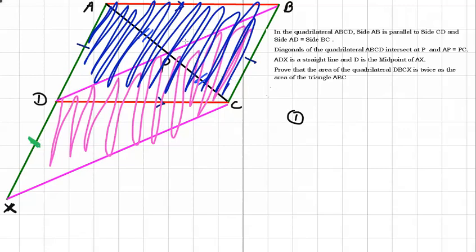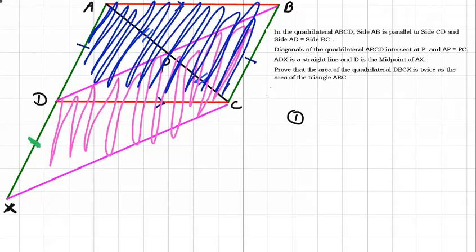So why am I trying to prove that these two are parallelograms with the same base and between the same pair of parallel lines? If I prove it in that way, I can then say the areas of the two shapes should be equal. Why? Because there's a theorem which says parallelograms with the same base and between the same pair of parallel lines are equal in area. All right.